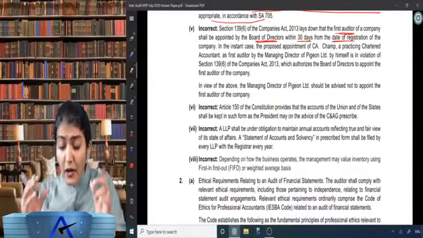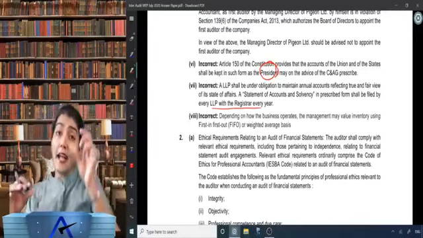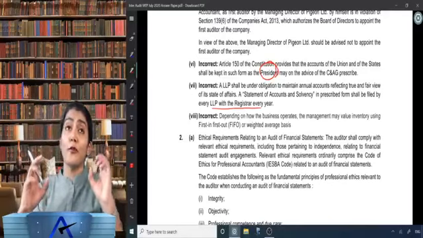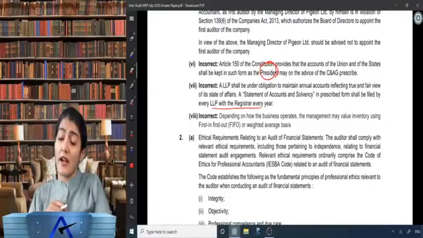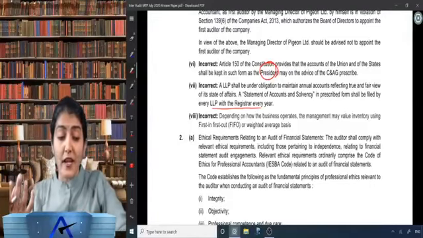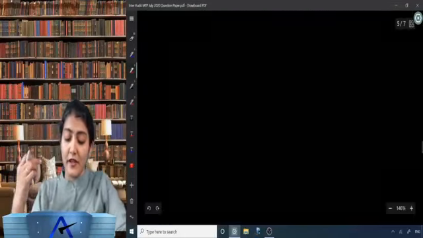Okay. LLP need not file a statement of accounts and solvency. Again incorrect. Right? LLP has to file a statement of accounts and solvency with the registrar every year. LLP is under an obligation to maintain annual accounts to reflect a true and fair view of its state of affairs. A statement of accounts and solvency in the prescribed form shall also be filed by every LLP with the registrar every year.